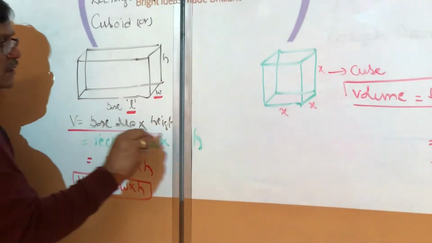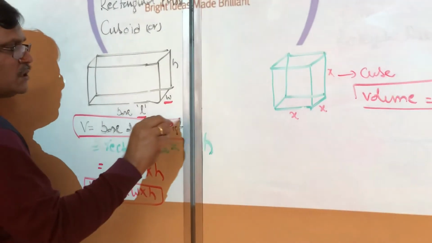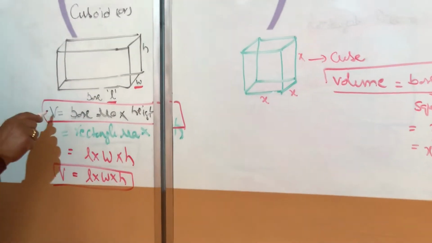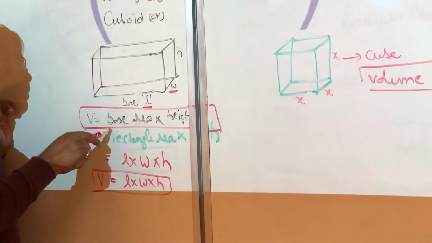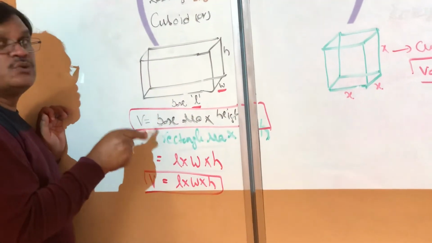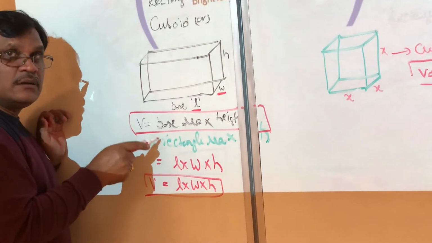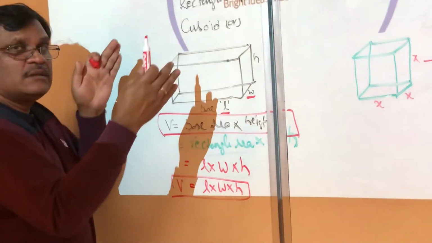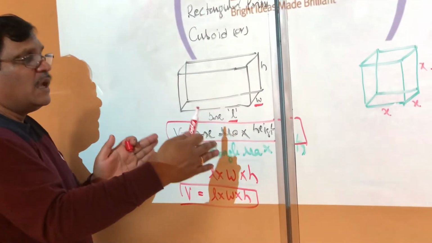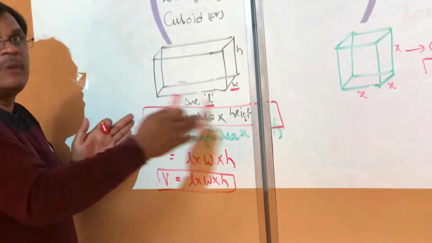Ultimately, the key thing is this: for any three-dimensional shape, when they talk about a prism kind of thing, use the same formula. Volume is always equal to base area multiplied with height. So you always need to identify the bases. Bases are always the parallel faces, and the height is the distance between the parallel faces.